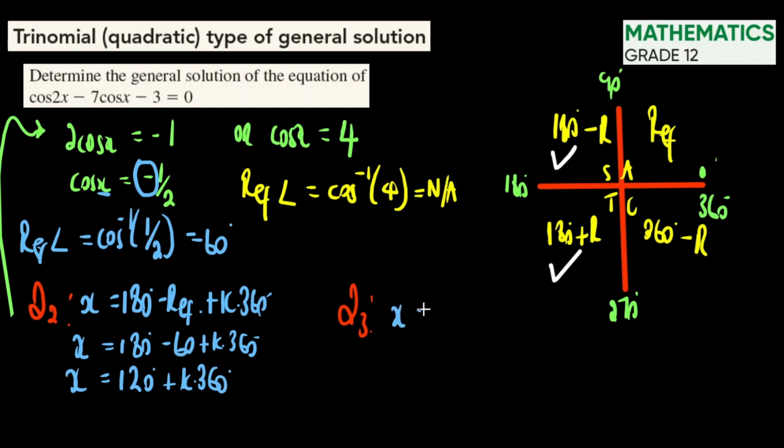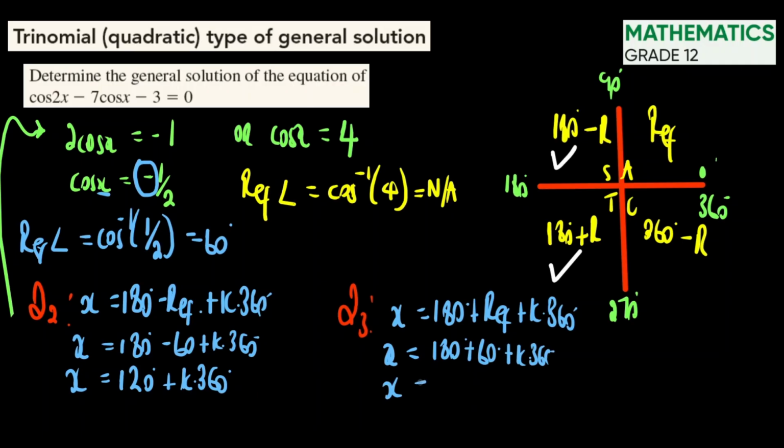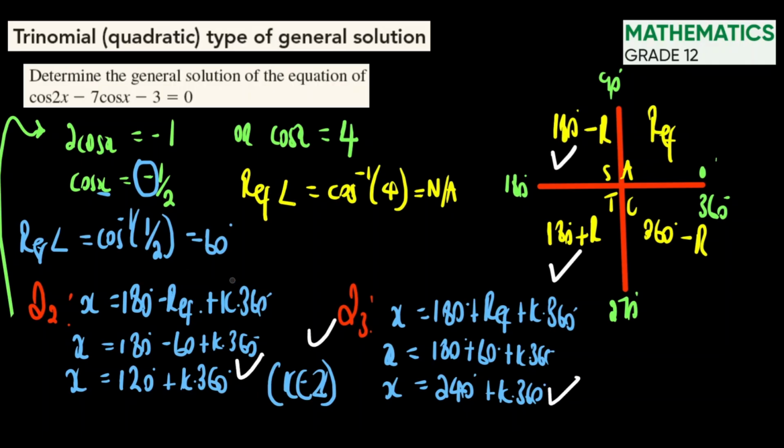In quadrant 3, we have x is equals to 180 plus the reference angle plus k times 360. X is equals to 180 plus our reference angle plus k times 360. 180 plus 60 will give us 240 degrees plus k times 360, where k is an element of the integers, and we're going to get over our 4 marks. And for the workings, depending on the question, whether it's 4 marks or 5 marks or 6 marks, that's how we break down a trinomial quadratic general solution type.